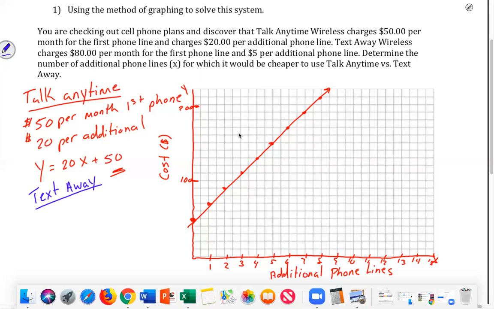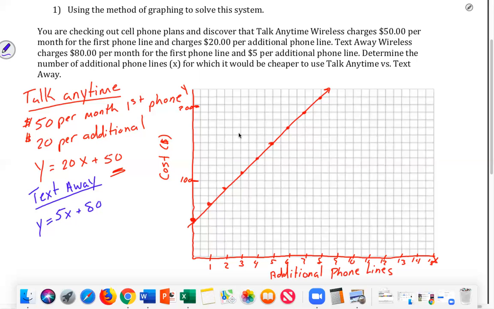So Text Away charges, okay? And I think we got the point of this. I'm going to write it all out. It charges $80 for the first phone, and it charges $5 per additional phone. So y equals 5x plus, and we're going to go ahead and put in plus the 80.